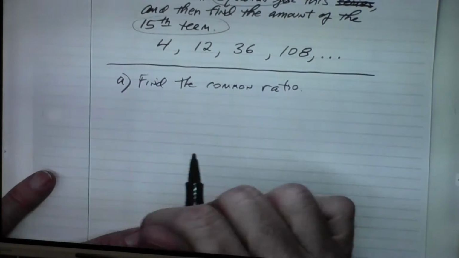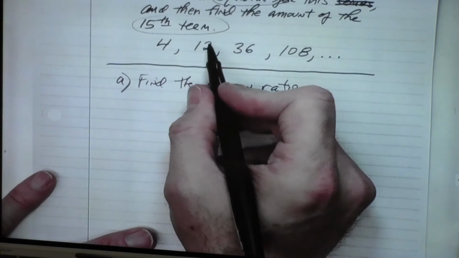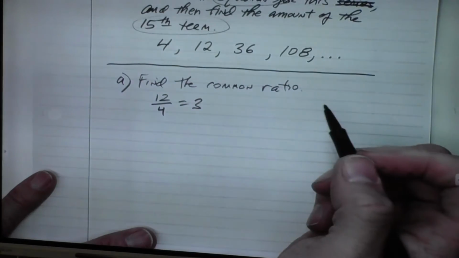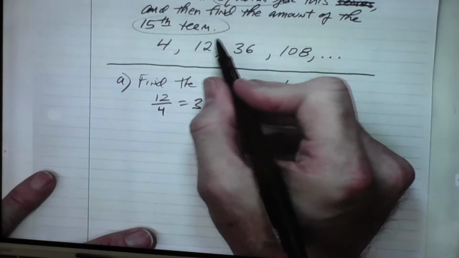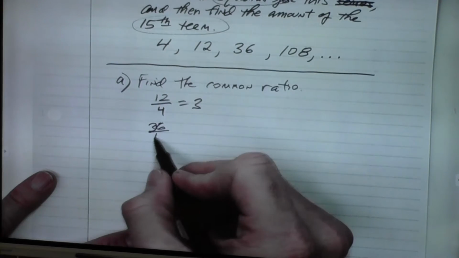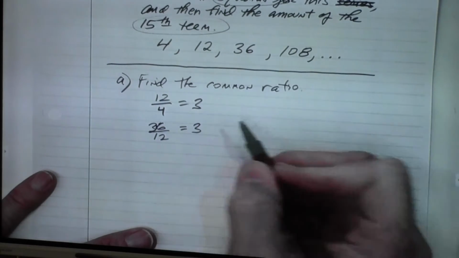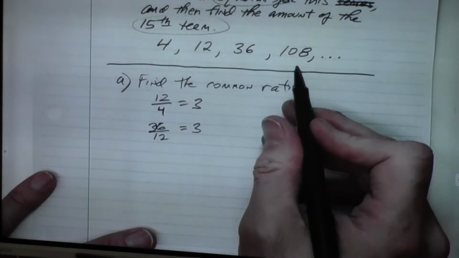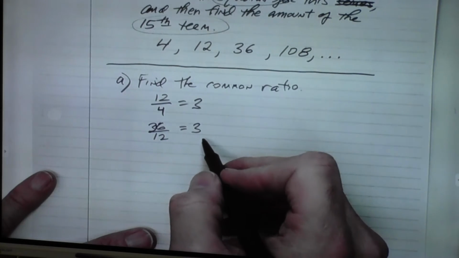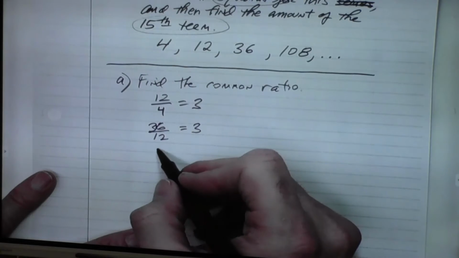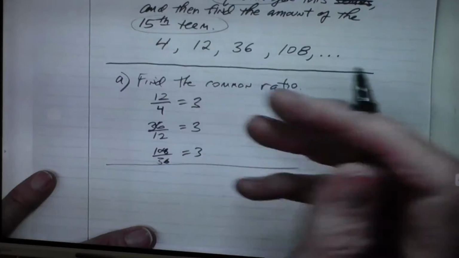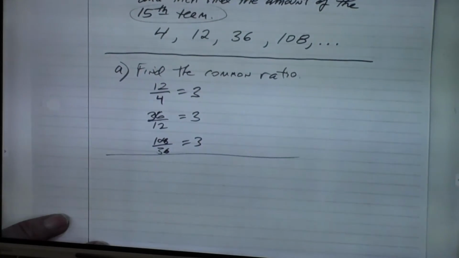So the technique you want to use is you take the second one and you divide it by the first one and you get a ratio. But then you take the third one and divide it by the second, 36 divided by 12, and that should come to the same exact ratio. And when you do it with the fourth one divided by the one in front of it, it better come to 3 or else there's something wrong. So 108 divided by 36 is indeed 3. So now we see that that's the common ratio.